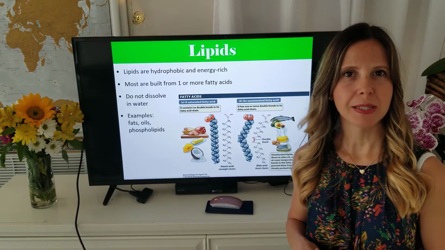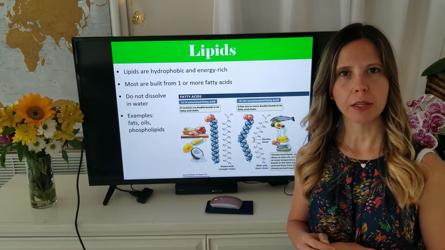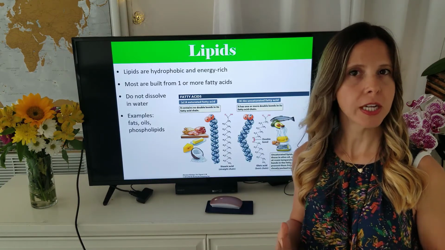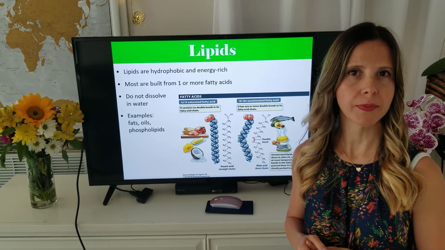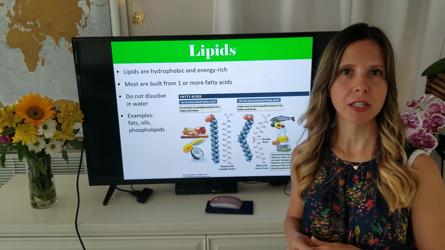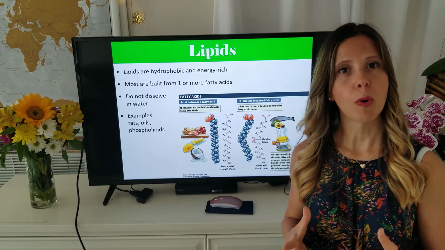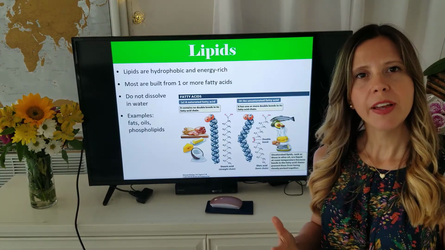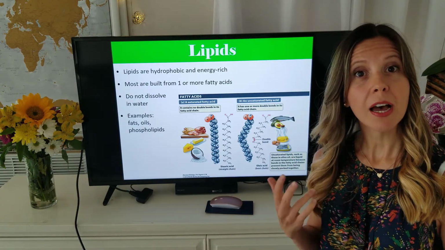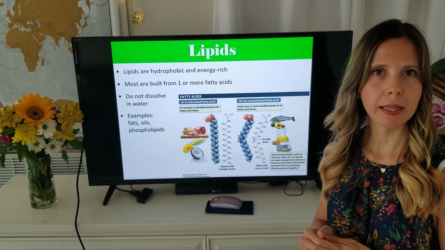Let's move on to lipids. Lipids are hydrophobic molecules. This means that they cannot associate with or dissolve in water. Lipids are also energy rich. Most lipids are composed of one or more fatty acids. Fatty acids are long hydrocarbon chains, and we have two types, saturated and unsaturated.